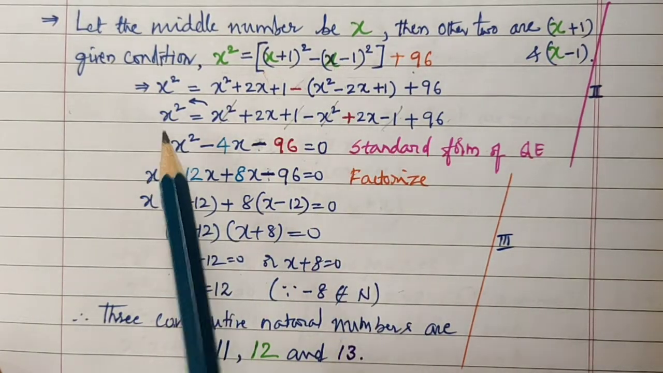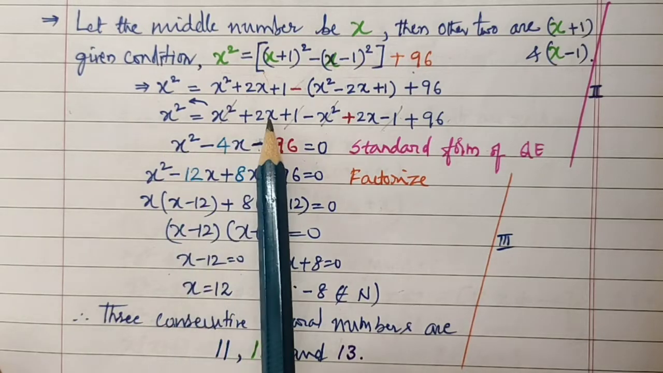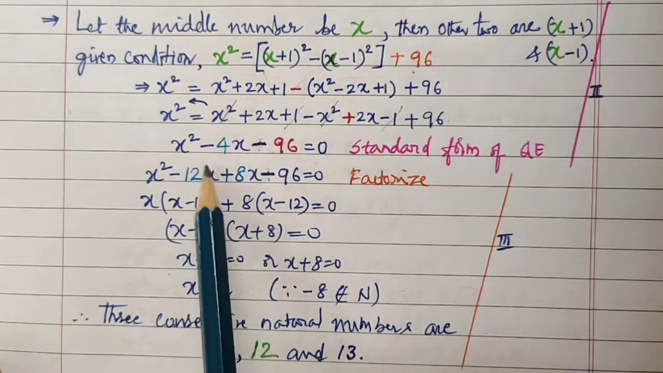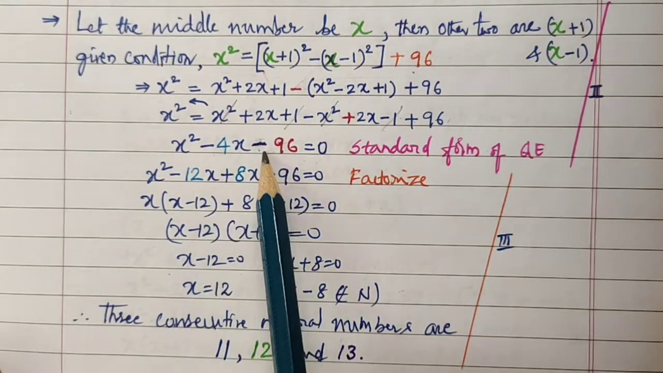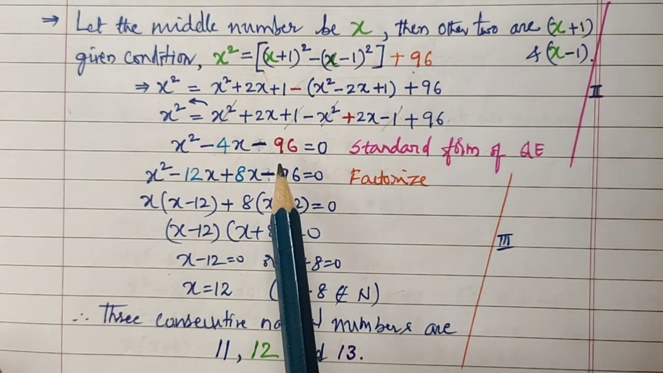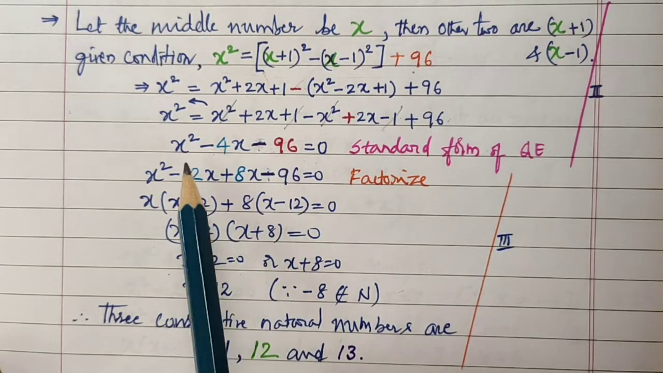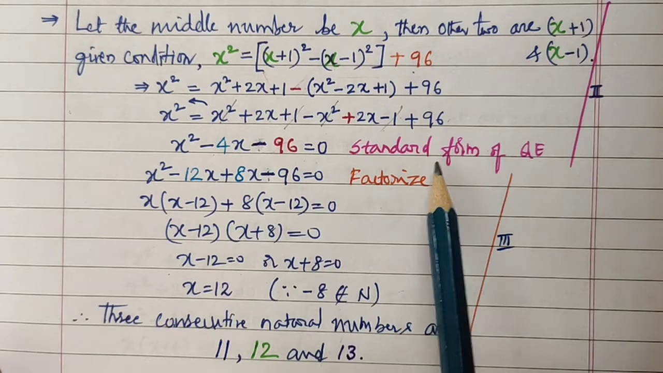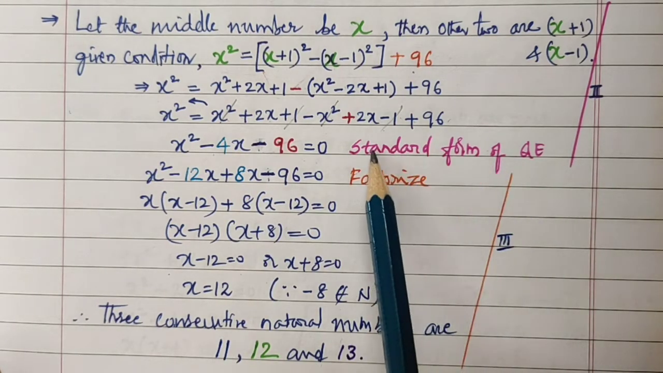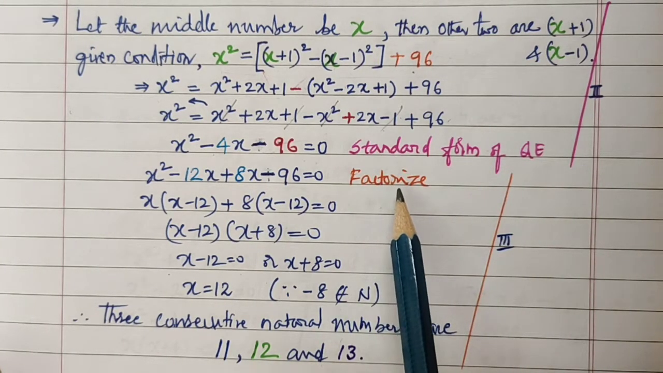Then bring all these things to the left hand side. x square, 2x plus 2x is 4x, when this comes to this side it is minus 4x, and minus 96 when it comes to the left hand side. So we got the standard form of the quadratic equation. Once you get it, factorize it to find the unknowns.